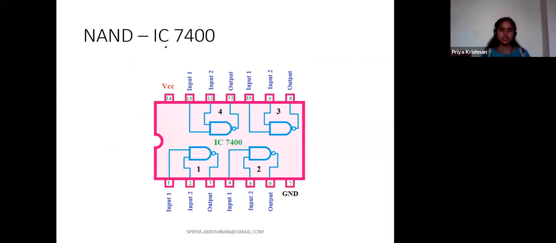The NAND gate IC is 7400. As we have seen in all the different ICs, here also we have 4 gates in our IC diagram. Pins 14 and 7 are the same, VCC and ground. Pin numbers 1 and 2 are inputs and 3 is the output.